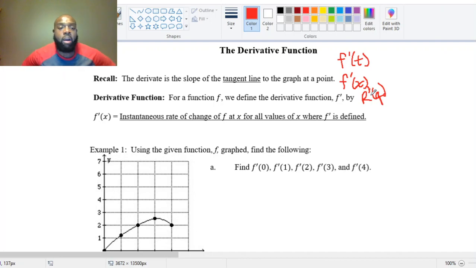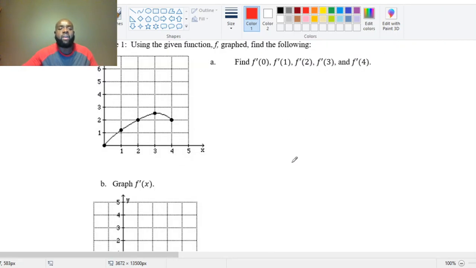So there we see the f prime of x. It's the instantaneous rate of change of your function f, but at all of your x values for which your function and its derivative is defined. What we're going to do is get conceptually some relationships between the graph of a function and the graph of its derivative, and we want to know those relationships very well. I have a graph of a function here.